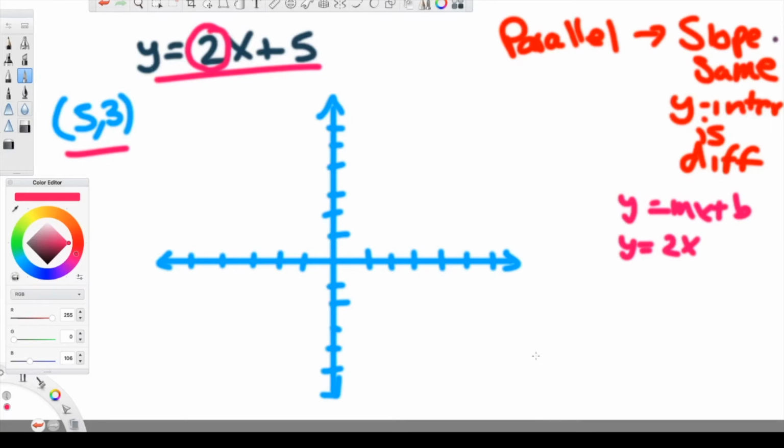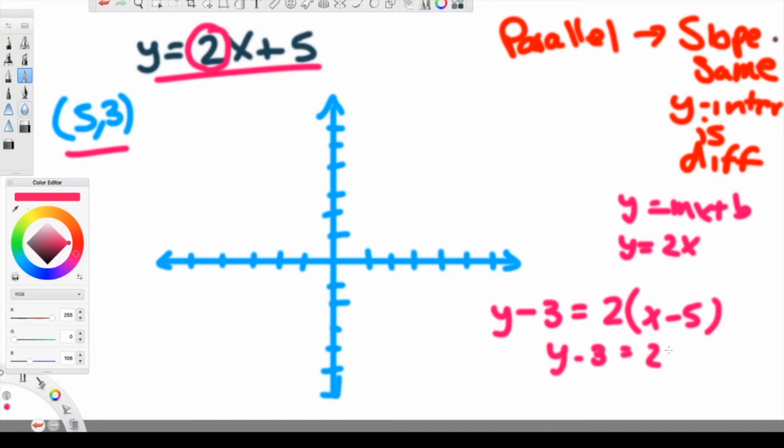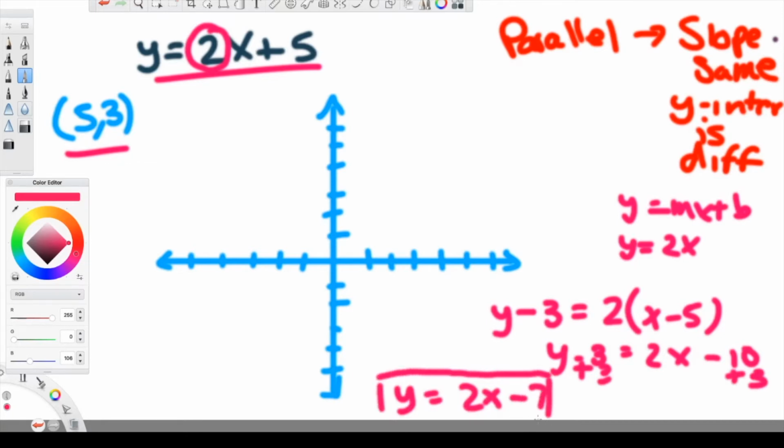So we're going to plug this point into point-slope form. So let's do it. We're going to have y minus y1, which is 3, equal to 2 times x minus 5. And then we're going to convert it to slope-intercept form. So y minus 3 equals 2x minus 10. Add 3 on both sides. It will be y equals 2x, minus 10 plus 3 will be minus 7. So this will be the correct parallel line.